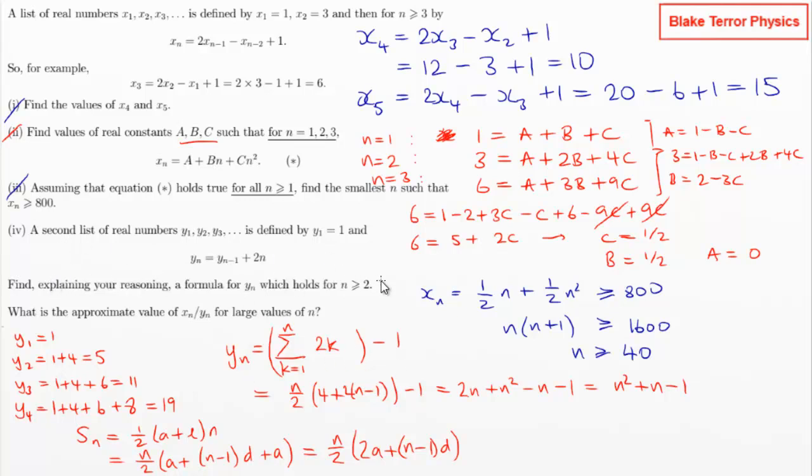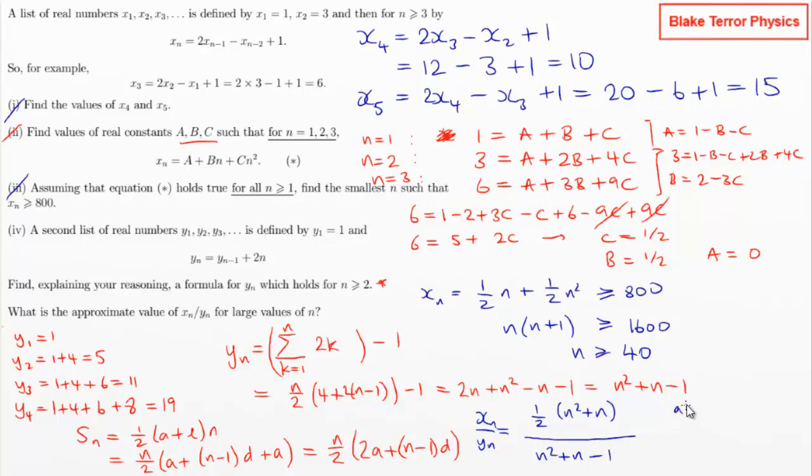So that's given this. What is the approximate value of xn divided by yn for large values of n? So what was xn again? Xn is a half, let's write this, so xn divided by yn. Xn is a half of, can't remember what it was now. Oh, here we go, n squared plus n. Okay, so we've got that, and then we're dividing that by n squared plus n minus 1.